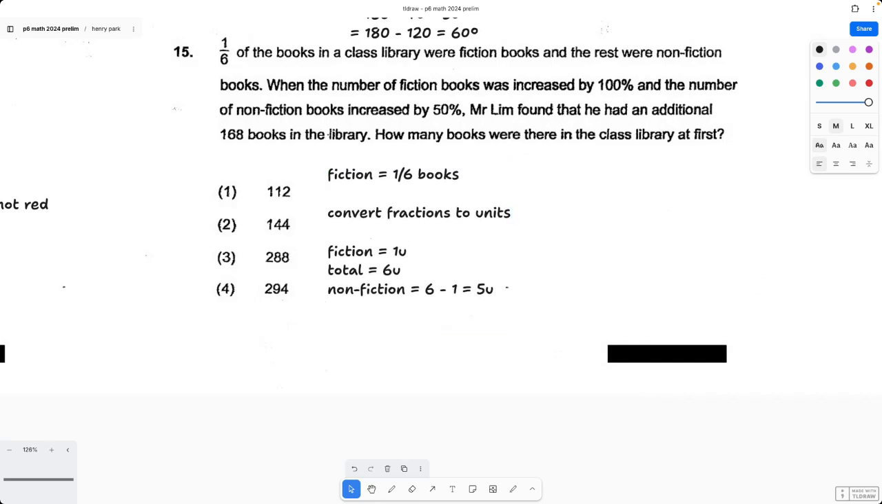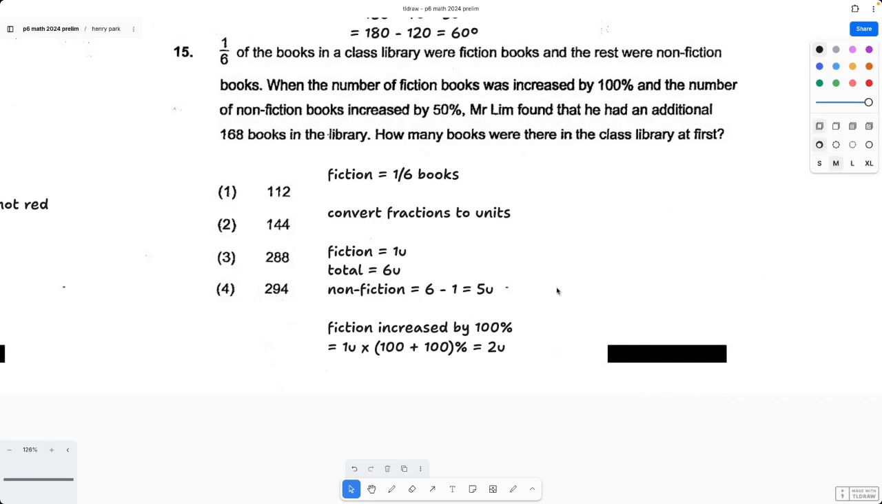The next part is number of fiction books was increased by 100%. So fiction increased by 100%, which is basically 1 unit times 200%, right? So it's just 100% plus 100%. This will essentially just be 2 units.